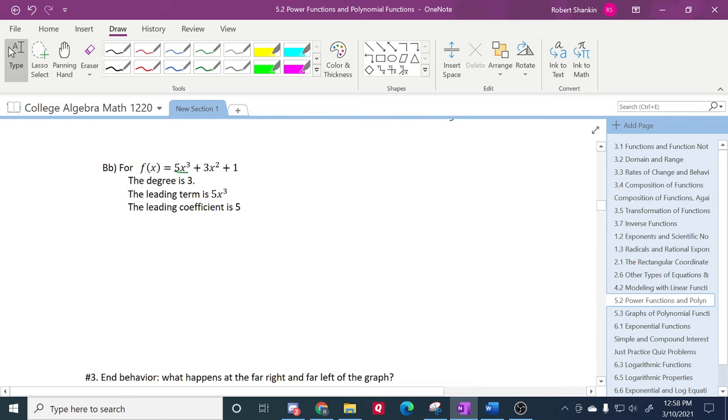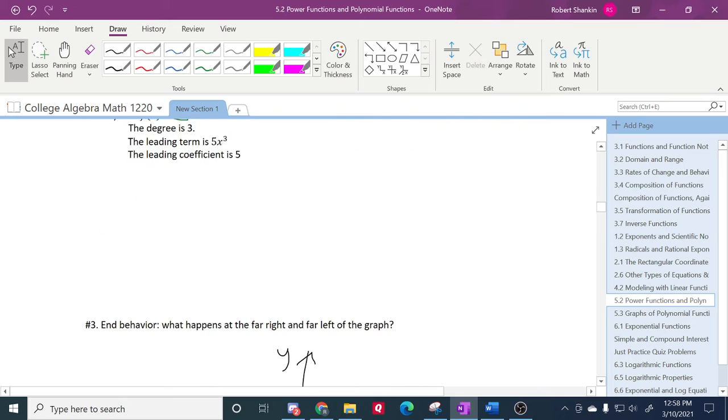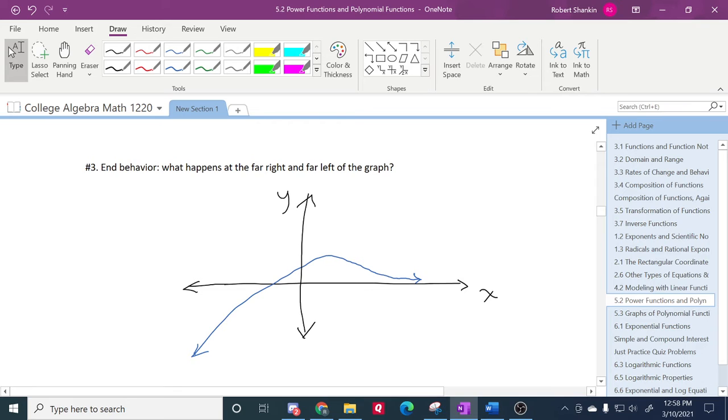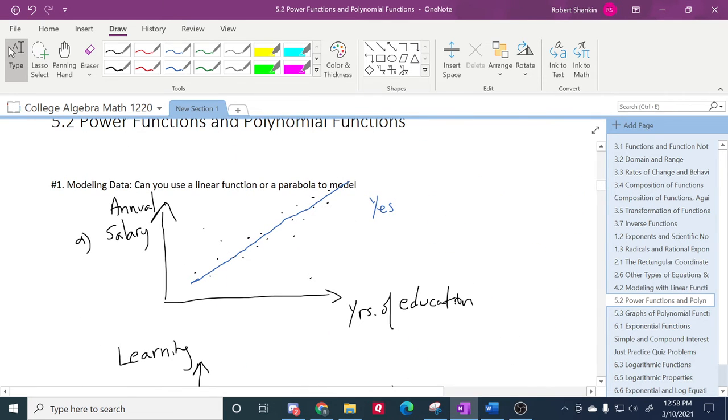Okay. So let's go down to number 3. End behavior. What happens at the far end? We're going to be looking at polynomials in general, because the only ones we've looked at so far are 1st degree polynomials. Like this one might be something like f of x equals, if it had a y-intercept of 1 and a slope of 1, x plus 1. That's a 1st degree polynomial.